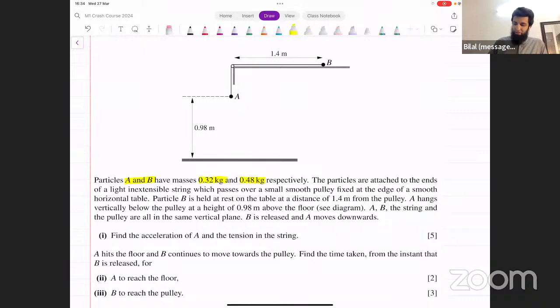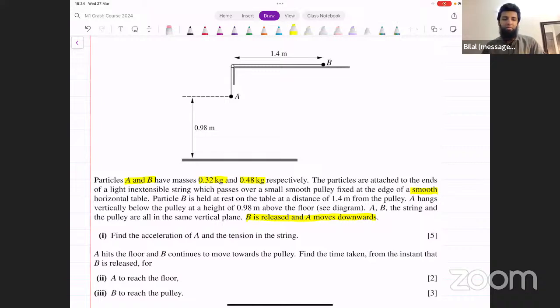You have a string passing over a pulley. It's a smooth table, so there's no friction. Okay, this is shown in the diagram. The height is also shown in the diagram. B is released and A moves downwards. Okay, so the rest of the information is there in the diagram as well. We need to find the acceleration of A and the tension of the string.